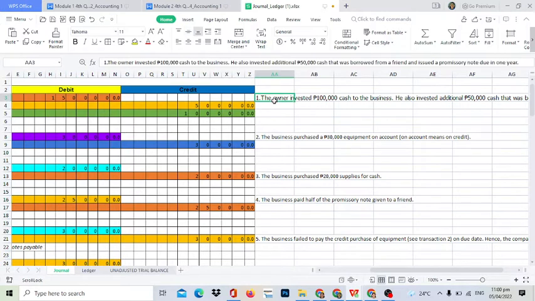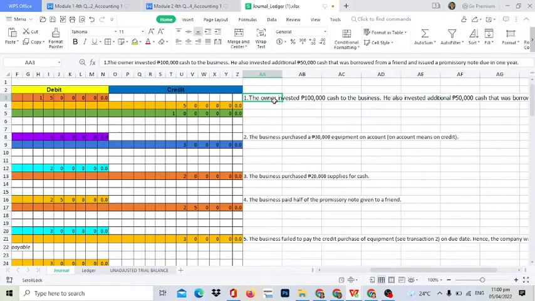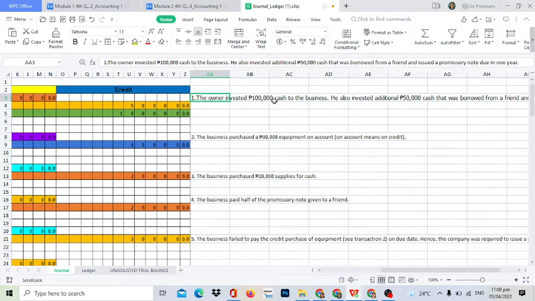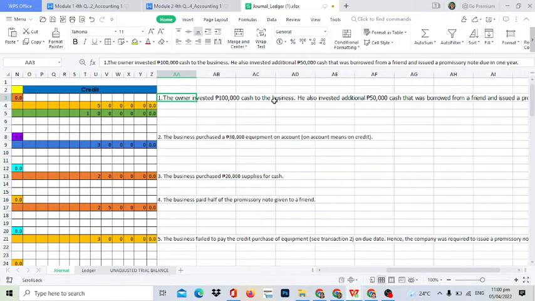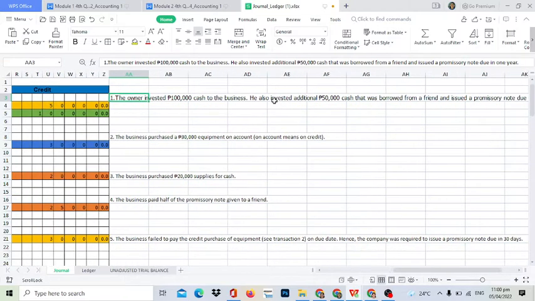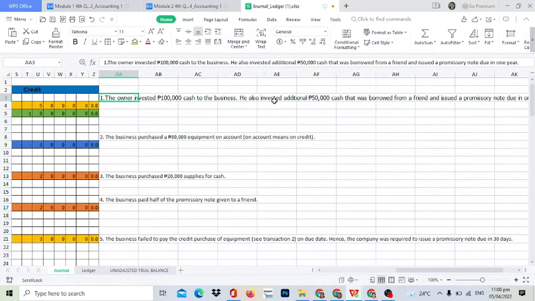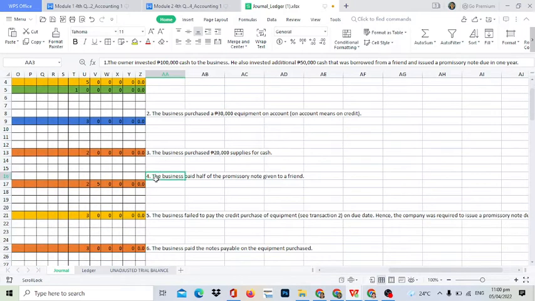So, this is a continuation of number 1. He borrowed 50,000 from a friend and issued a promissory note due in 1 year. So, pagdating po sa January 4, the business paid half of the promissory note given to a friend. So, dito po yung business nagbayad po ng kalahati. So, yung utang niya po ay 50,000. Okay, yun yung naka-indicate sa kanyang promissory note. Pagdating po ng January 4, nagbayad muna siya ng kalahati.